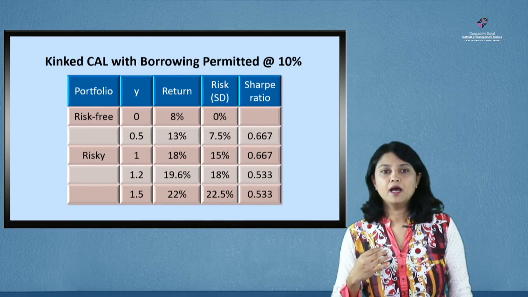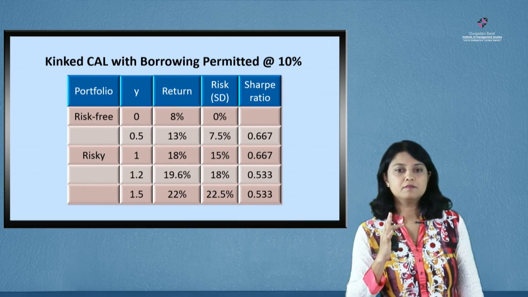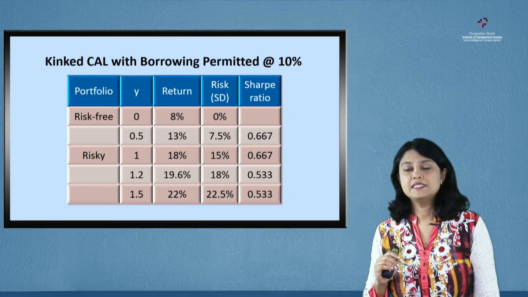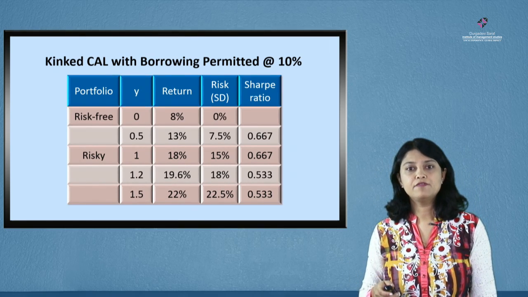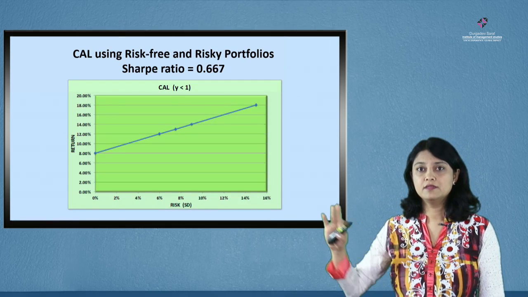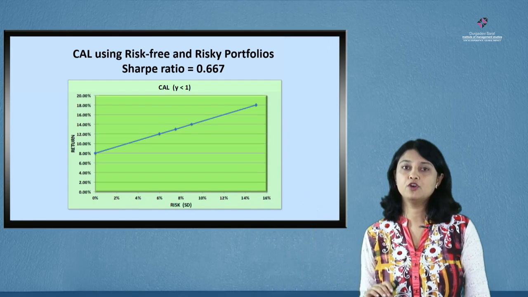Okay, now let me pause over here and explain what is happening exactly. See, the idea is if I can borrow at the same risk-free rate, then the line which you can see on the slide could be continued.